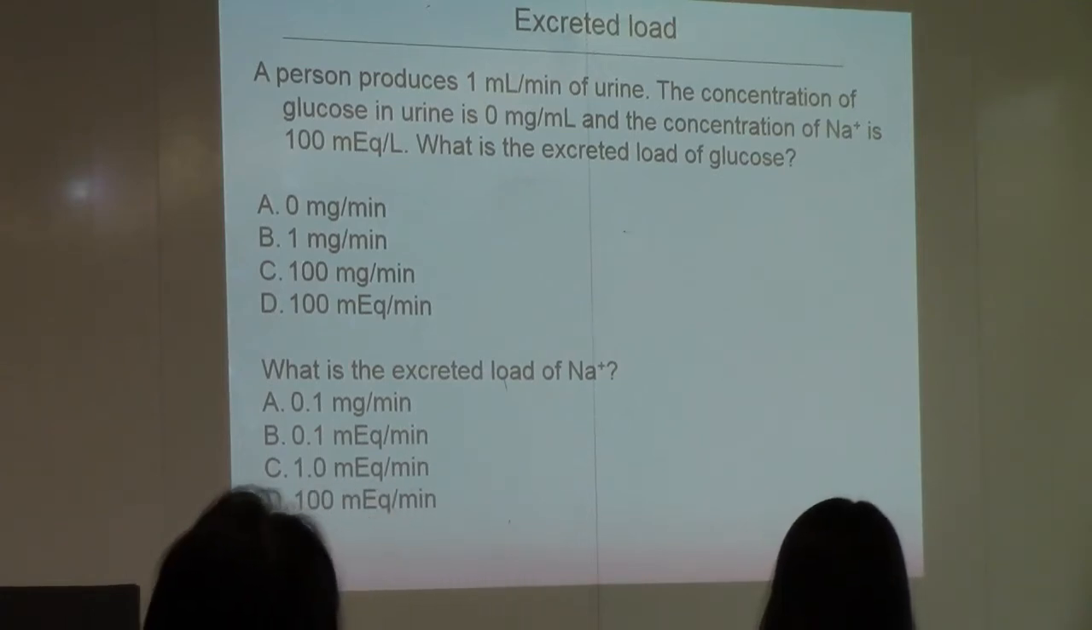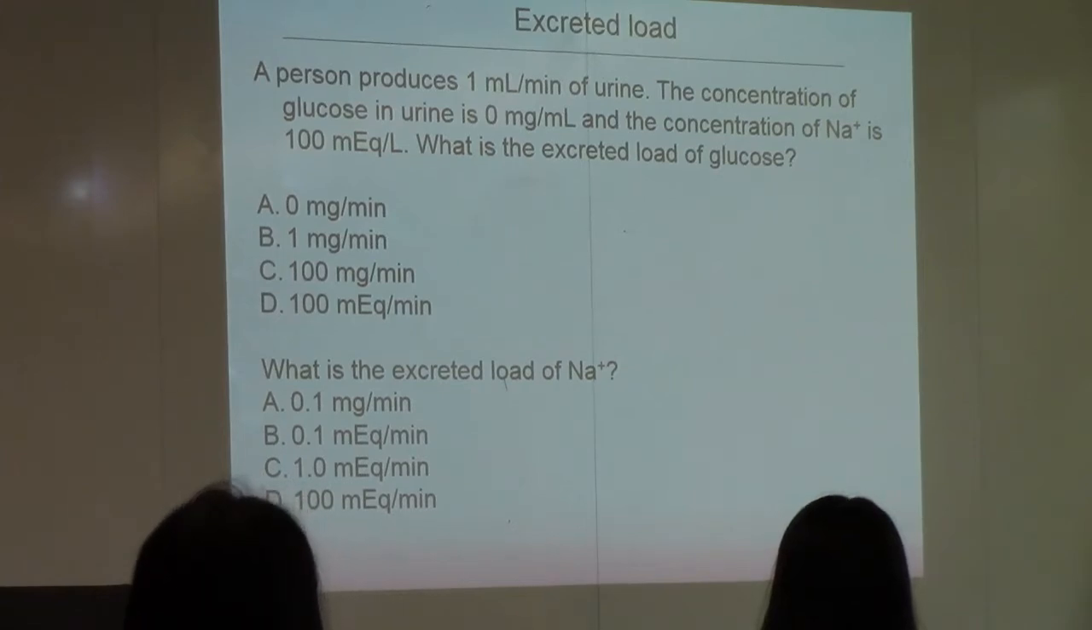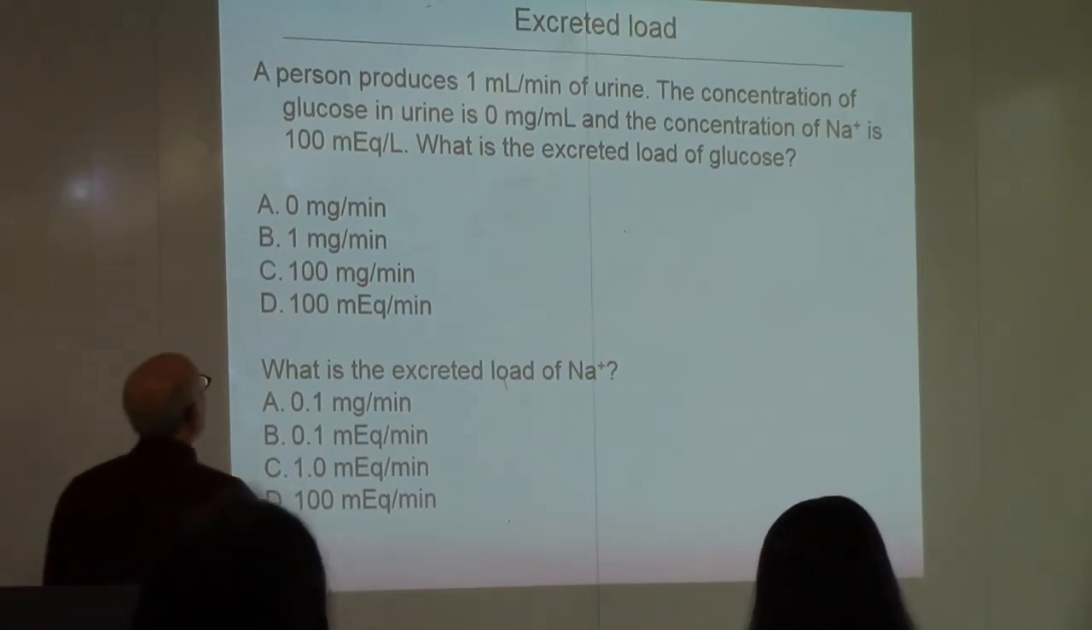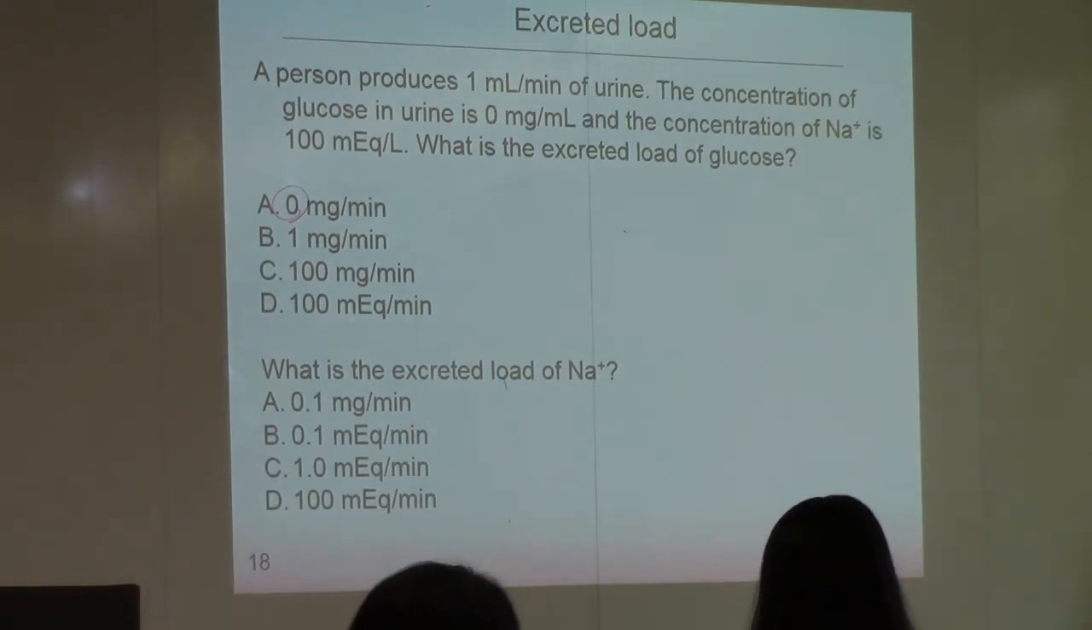Millimolar. What's the excreted load of glucose? Yeah, that was pretty easy. 0. I'm not going to show you the answer because they're both on the next slide. Okay? 0 milligrams per minute is the excreted load of glucose.